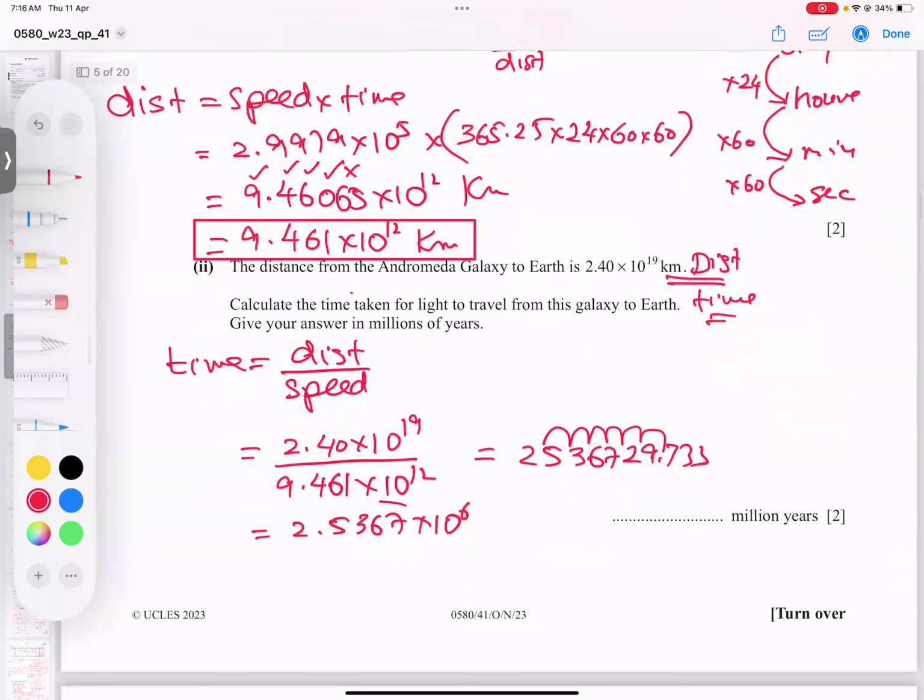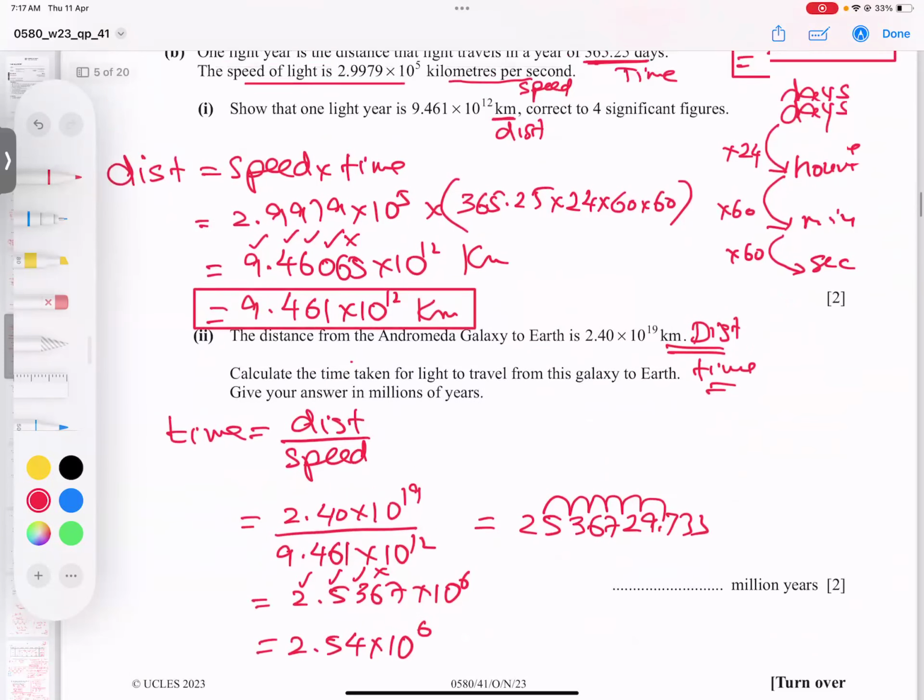But we have to round this to 3 SF. It is not mentioned here, 3 SF. And how to convert it to 3 SF? So 2.54 times 10 to power 6 million years, we have as the answer. Okay.